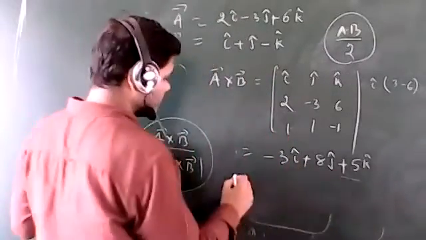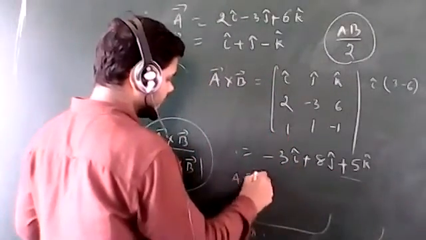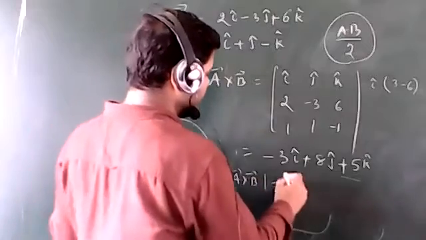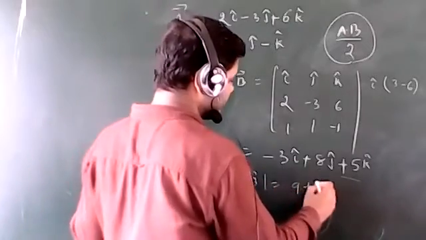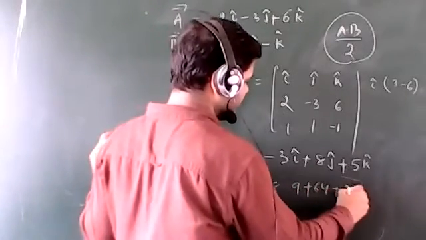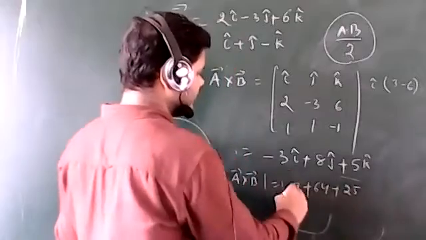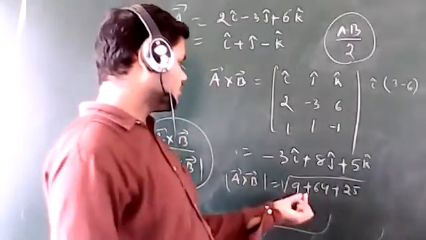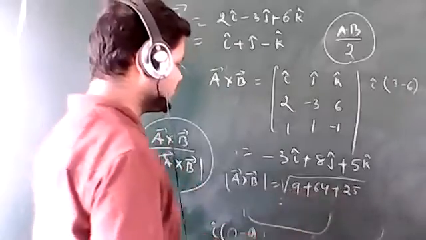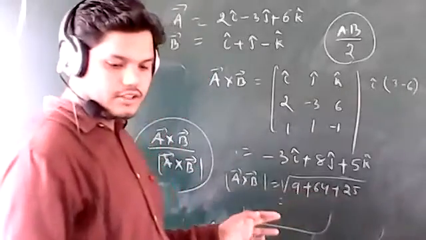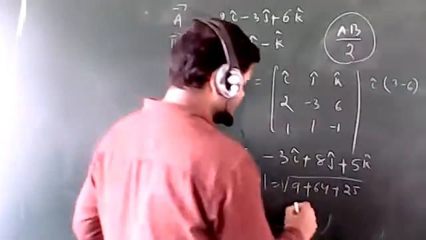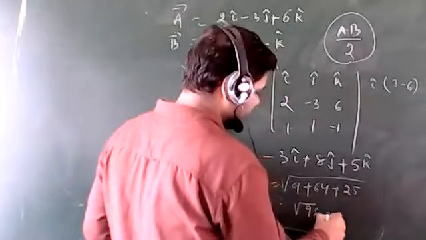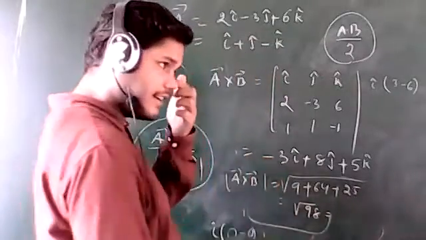So you have to find out A cross B magnitude also. What is the magnitude? Minus 3 square, that means 9, plus 8 square, 64, plus 5 square, 25, under the square root. Yes or no? So that will be 25 plus 9, that will be 34. 34 plus 64, that will be 98. Square root of 98. Yes or no? Square root of 98 means what?